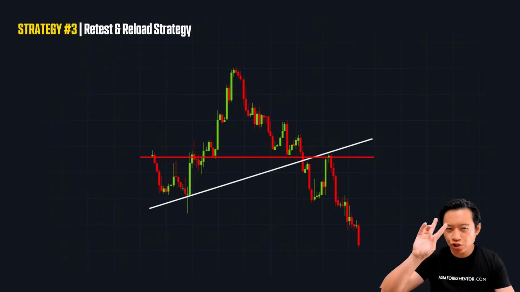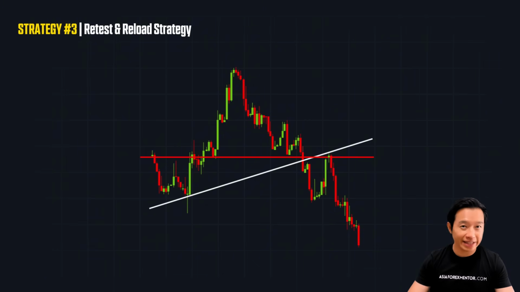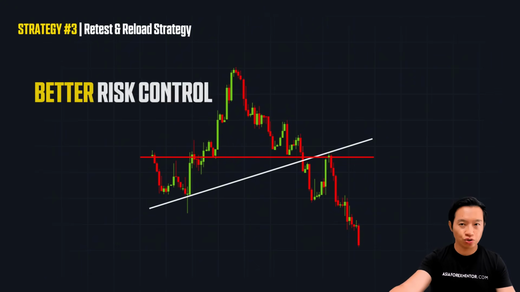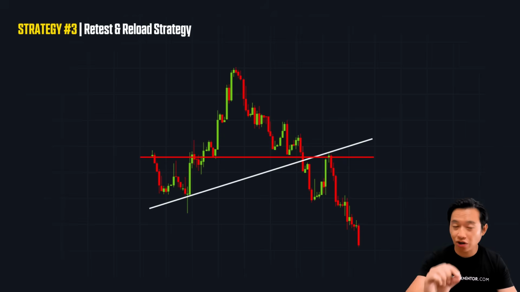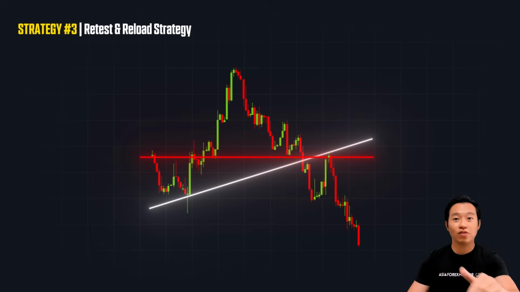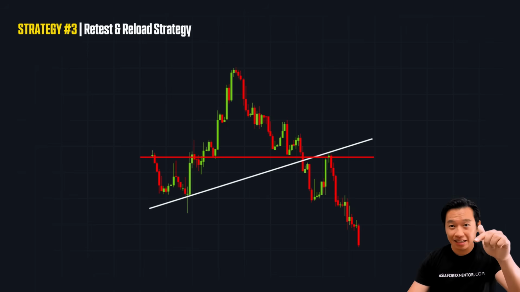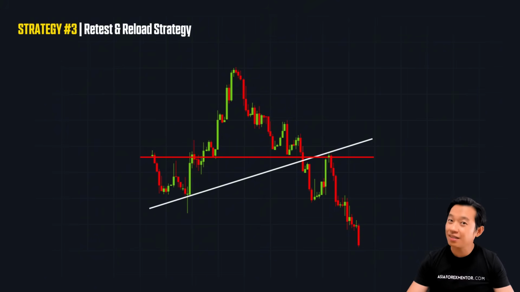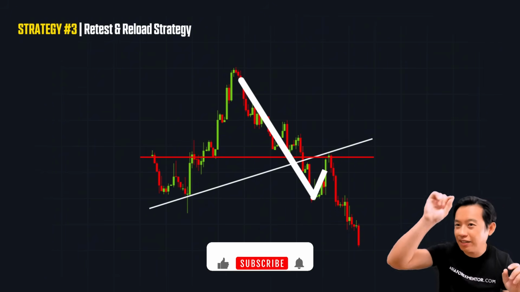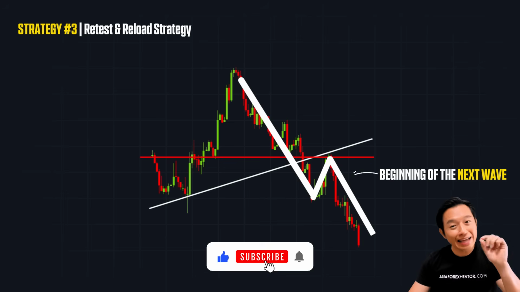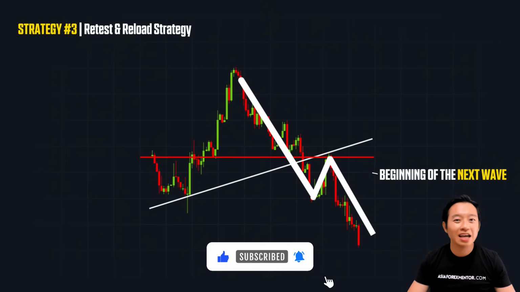So this simple shift, waiting for the retest instead of chasing the break, gives you what? Better risk control. It's going to give you far cleaner setups. And when combined with structure confirmation, it puts you on the right side of the market, just as the next wave begins. I'm combining a lot of things. It's also the beginning of the next wave downwards. And that is the starting point as well.